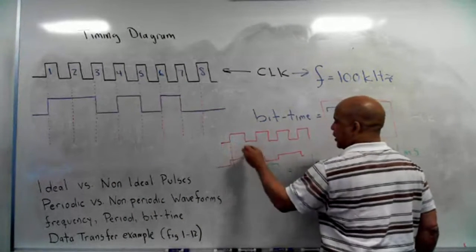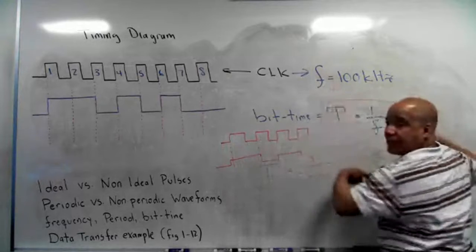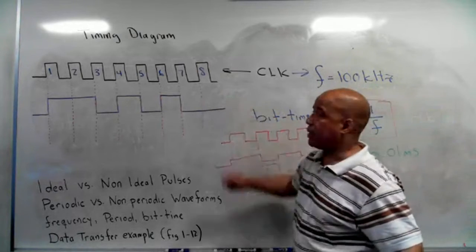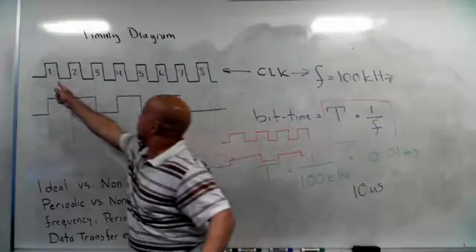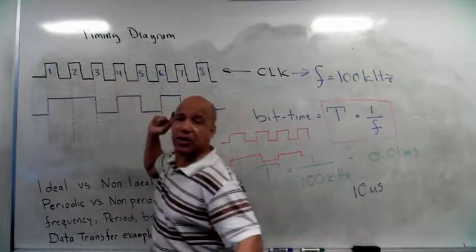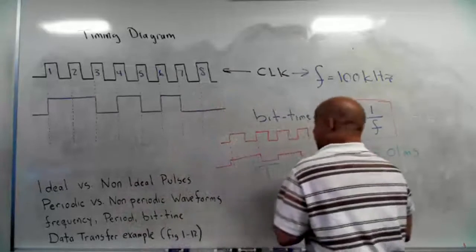You start here on the leading edge, you would divide it up, and then you would go through these calculations to find the bit time. You'd end up with a diagram like this. And I recommend that you number these pulses. You can see here the clock clicks 8 times. There's 8 pulses here.